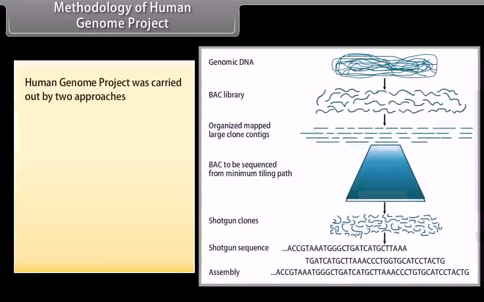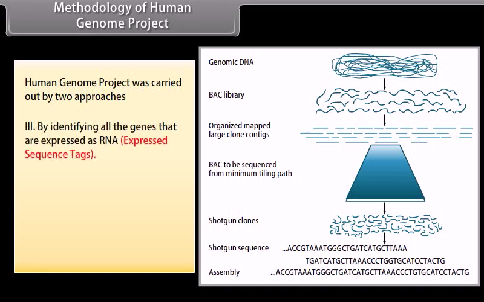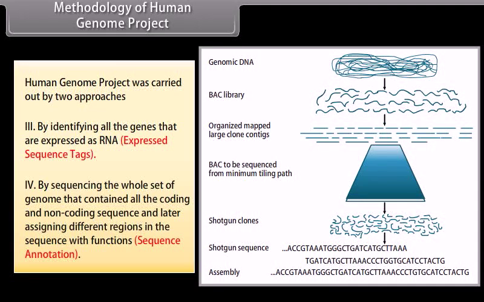Methodology of Human Genome Project. Human Genome Project was carried out by two approaches. By identifying all the genes that are expressed as RNA, expressed sequence tags, and by sequencing the whole set of genome that contained all the coding and non-coding sequence, and later assigning different regions in the sequence with functions, sequence annotation.